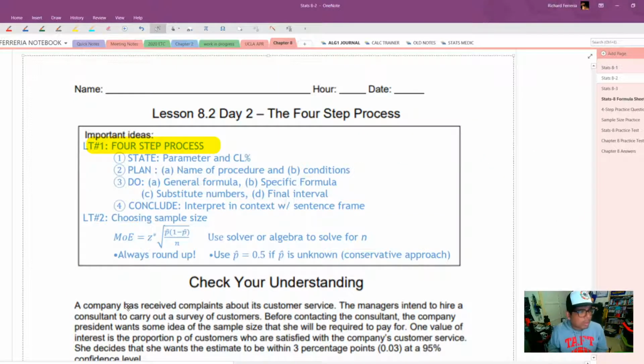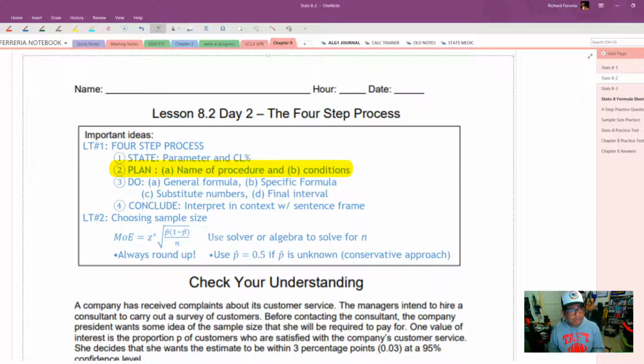So let's go over our important ideas, and our first learning target is that 4-step process. Again, 4 steps. First, you want to state the parameter and the confidence level. And then you're going to plan by giving the name of the procedure. So remember, that's the number of samples, the statistical curve, and then the parameter. And what are the conditions? There's always going to be those 3 conditions: random, 10% rule, and normal condition.